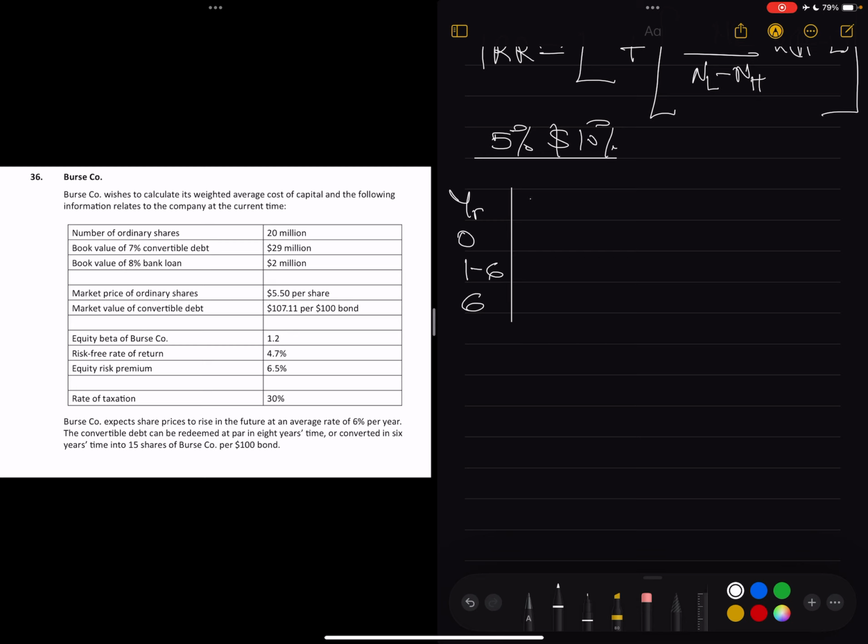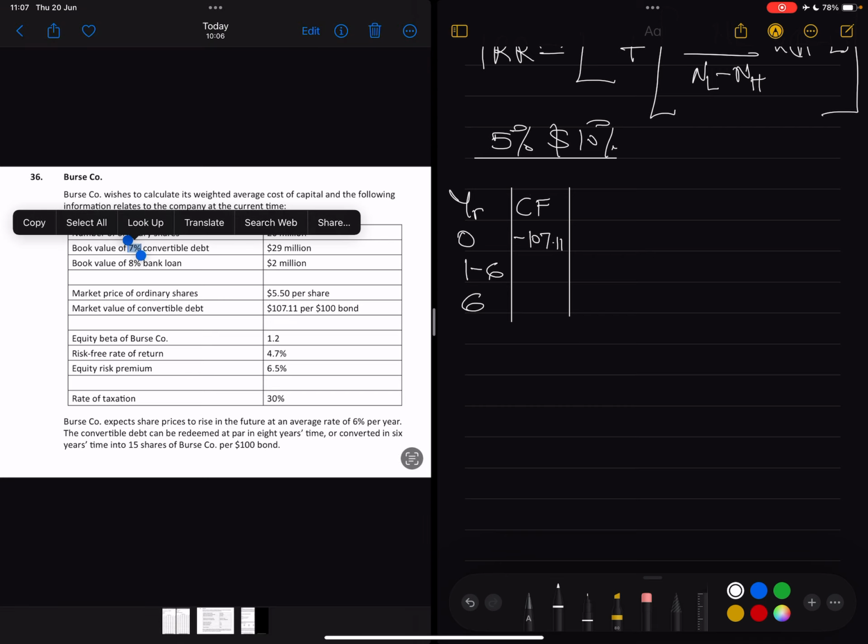Right. So we need to plot the cash flow. For year 0, what's the price? The market price of the bond is 107.11. So we're going to buy the bond, which is a cash outflow, so minus 107.11. Then 1 to 6, what's the coupon rate on the bond? The coupon rate on the bond is 7%, which is given, right?